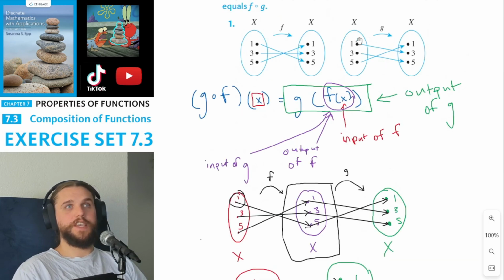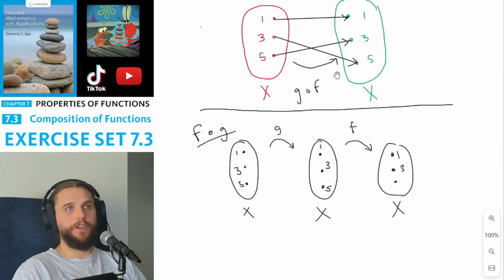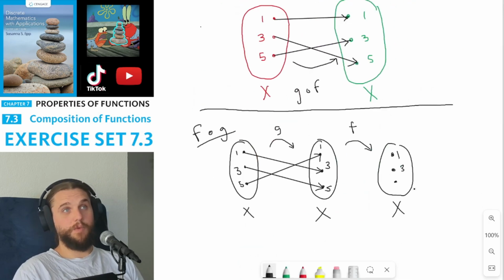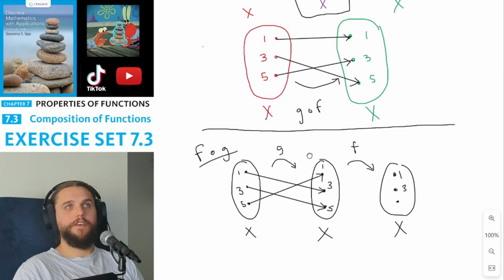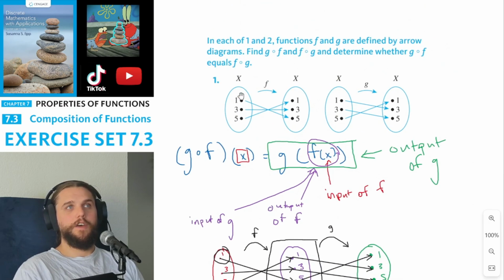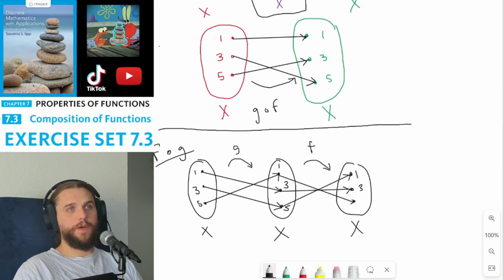This g is the same function. 1 gets mapped to 3, 3 gets mapped to 5, and 5 gets mapped to 1. So we're going to draw that same relation. And then f is the first function. 1 gets mapped to 5, 3 gets mapped to 3, 5 gets mapped to 1. And so that's what f looks like.